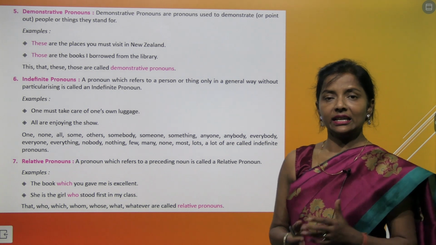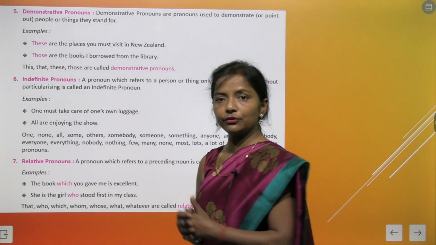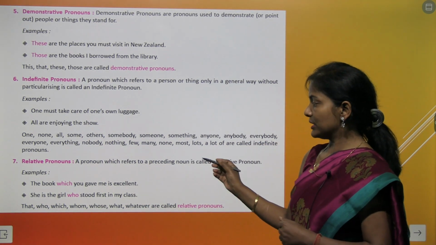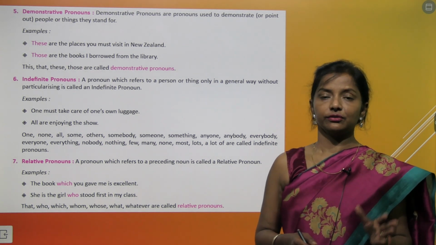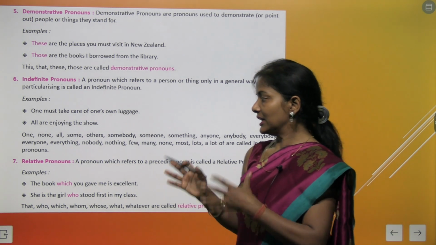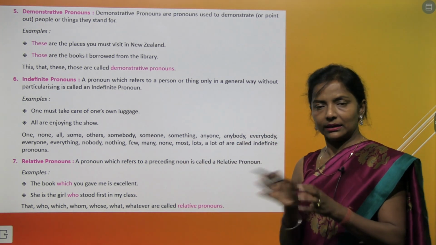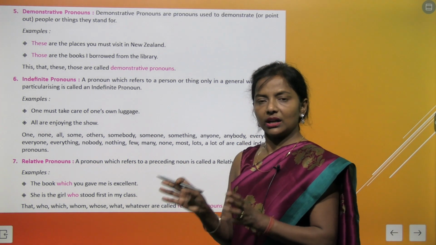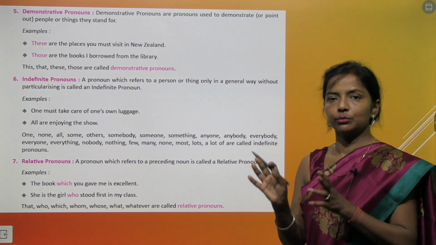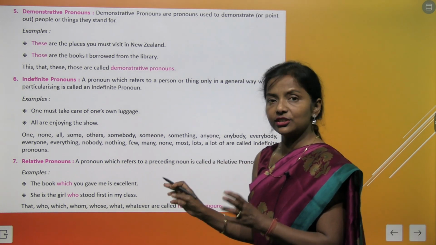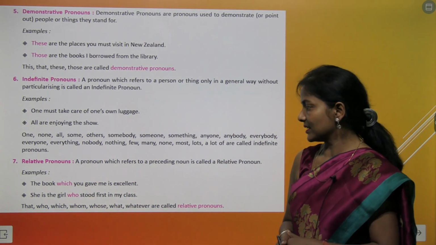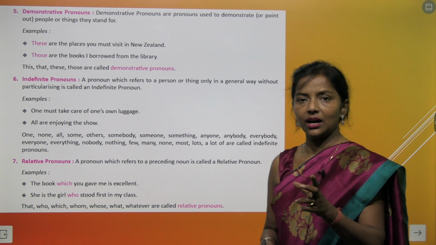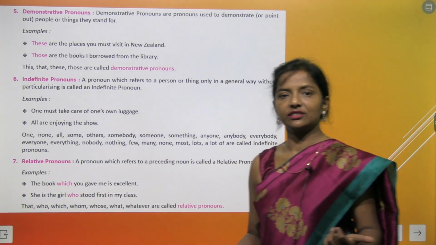So children, let's start with the relative pronouns now. A pronoun which refers to a preceding noun is called a relative pronoun. Means किसी भी noun के आगे जो word लगाया जाता है, that is the relative pronoun. The book which you gave me is excellent. Book is the noun and which is the relative pronoun.